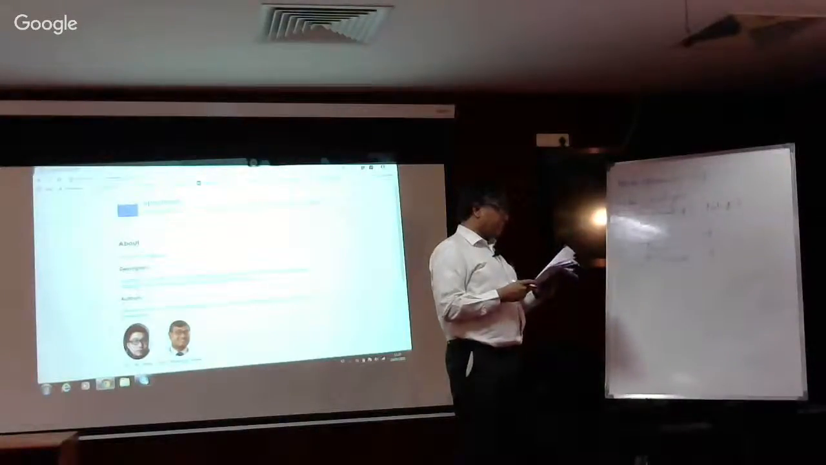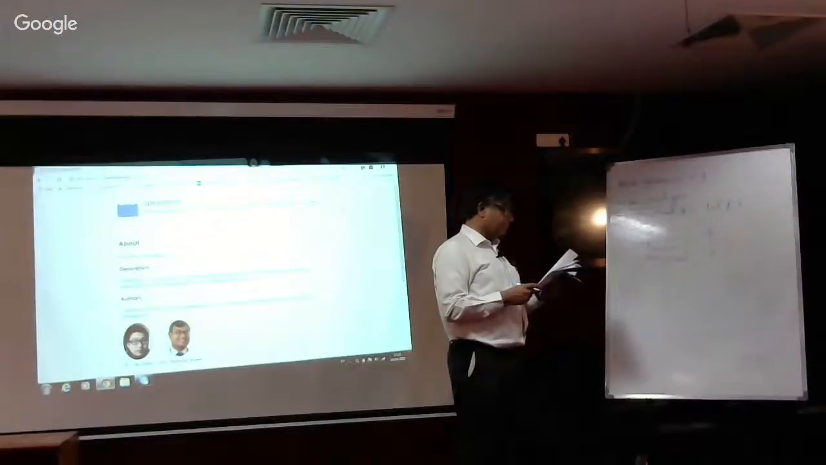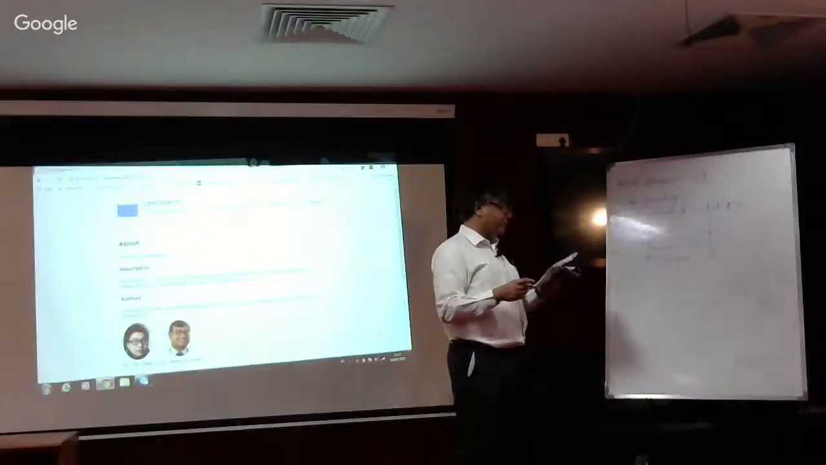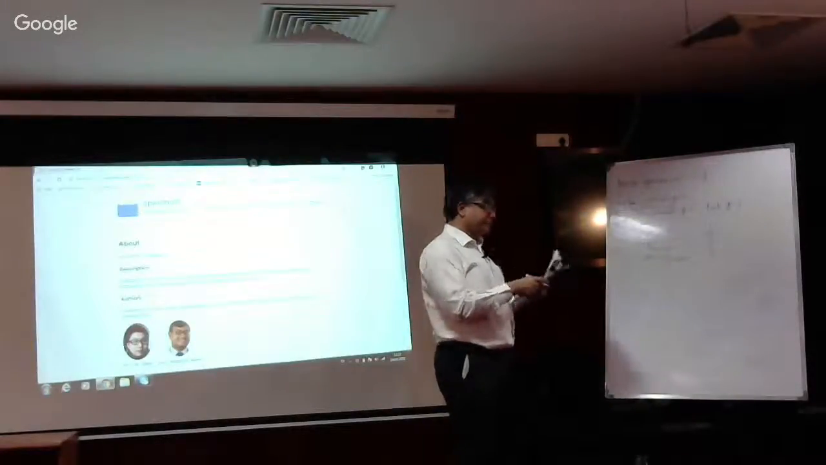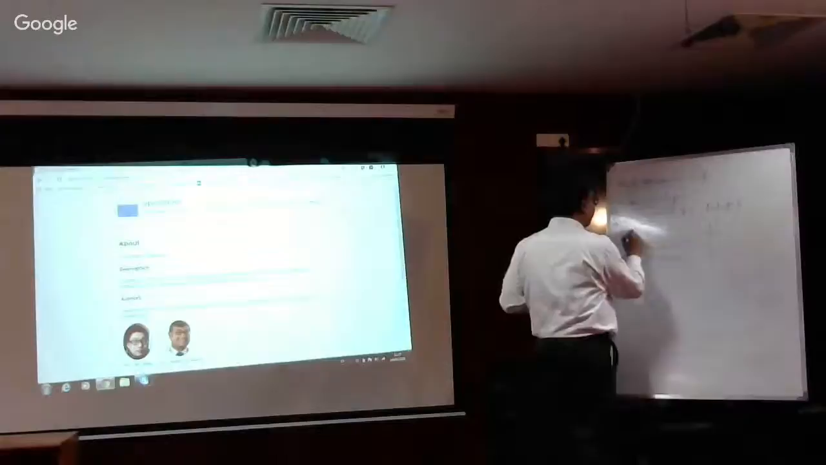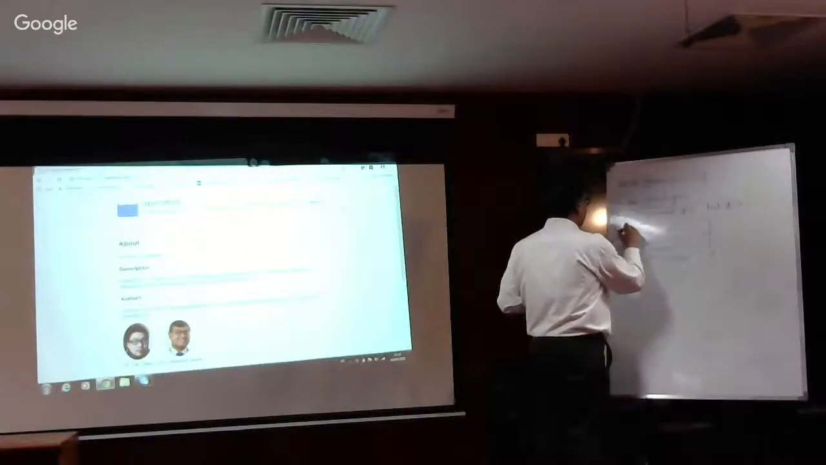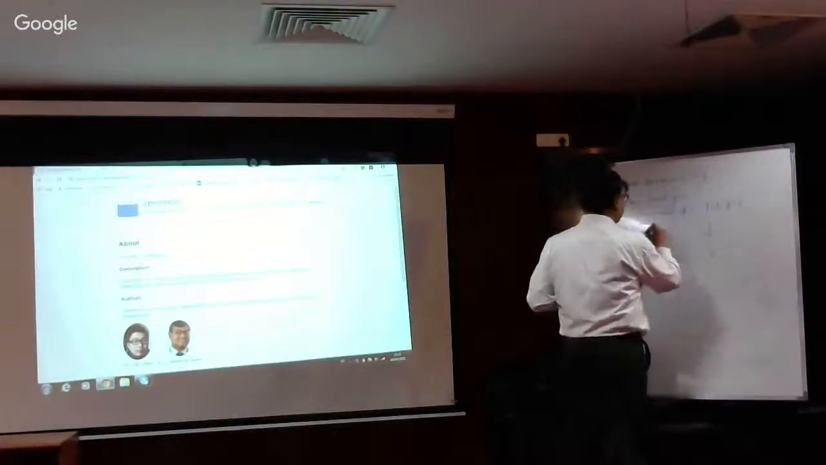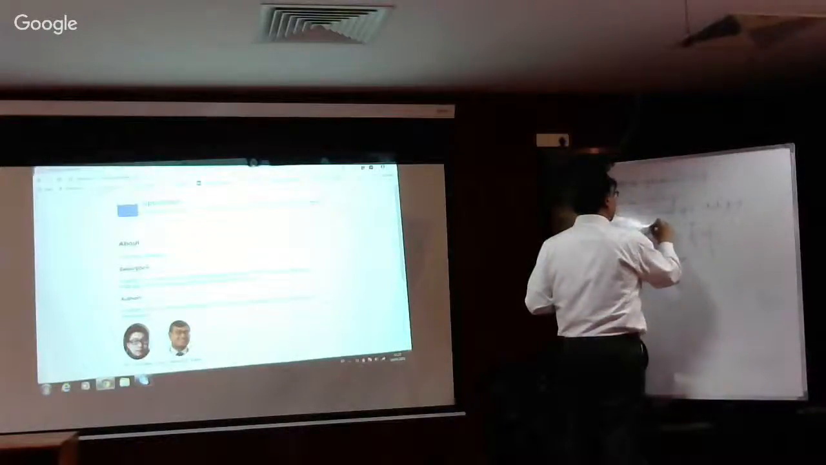at a point which is 0.75 C from the leading edge. So this is my leading edge, and the point is somewhere here. So this is the point X, located at 0.75 C.